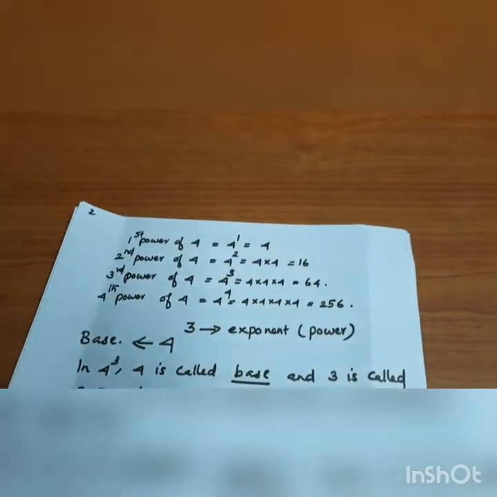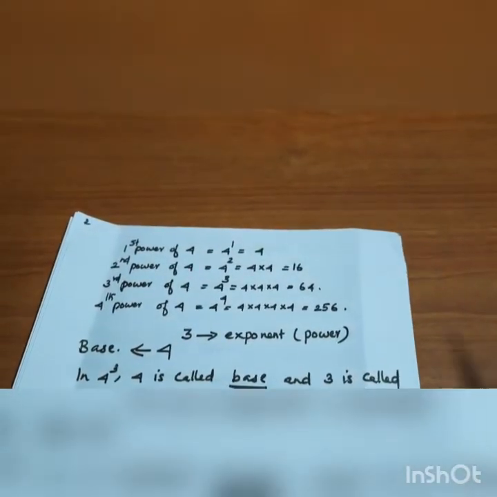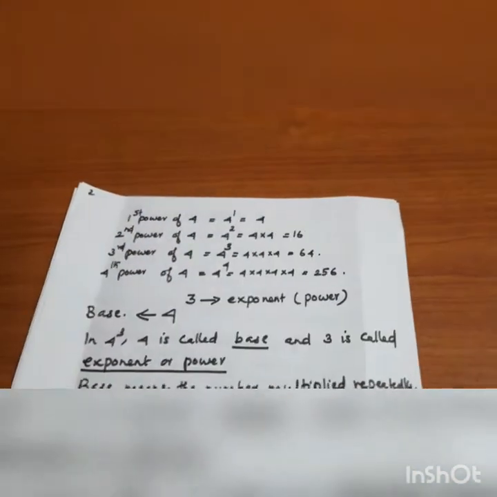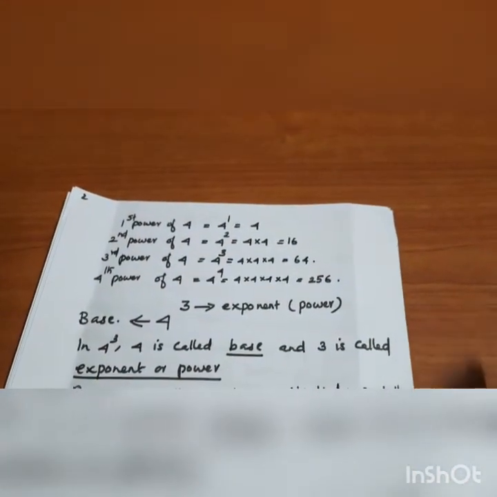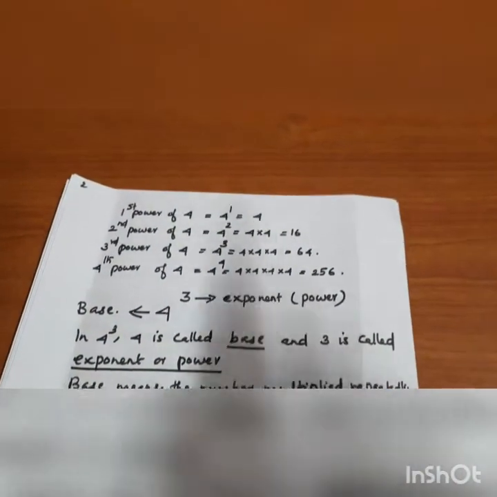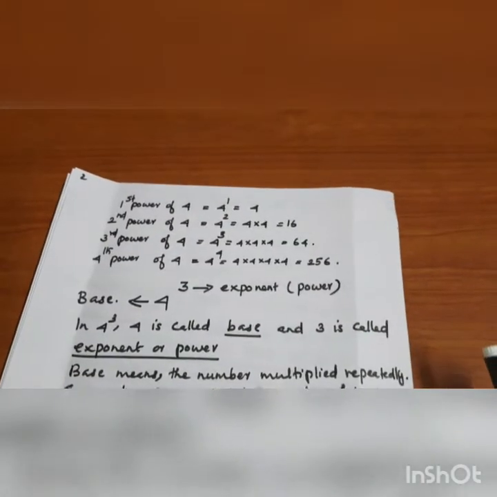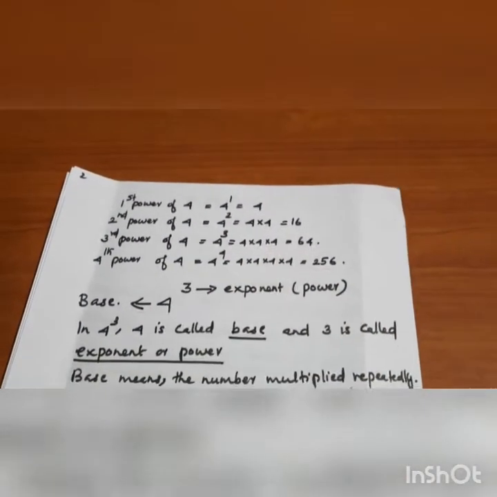4 is multiplied 1 time. 10 means 10 is multiplied 1 time. Therefore, 10 has the power 1. 100 means 100 is multiplied 1 time. Therefore, 100 has a power that is 1. Every number has a power that is 1.